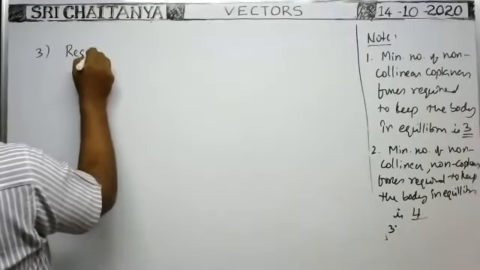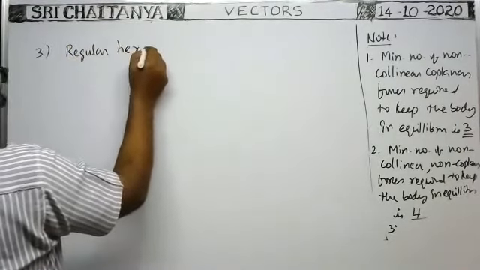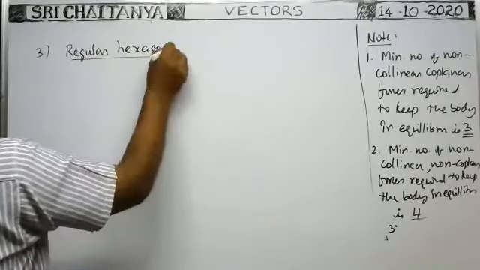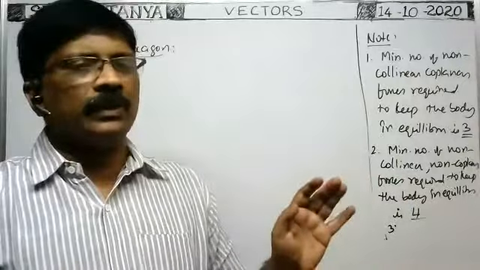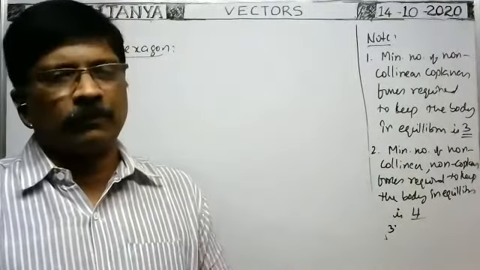Regular hexagon. Suppose 6 equal forces act on a particle simultaneously. Does it keep the particle in equilibrium or not?